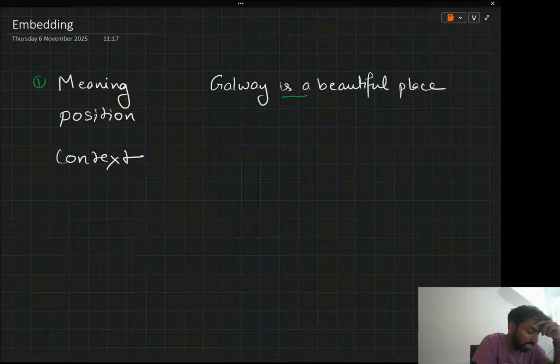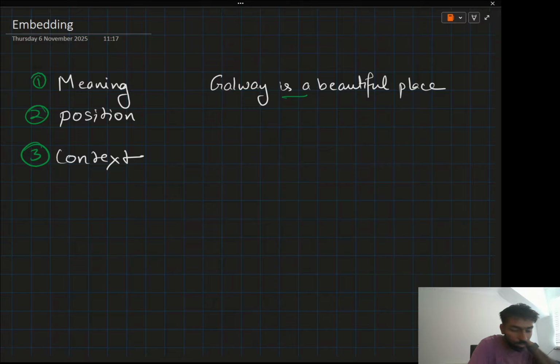So there are three things: meaning, position, and context. What is a beautiful place? Galway is a beautiful place. It's told in respect to Galway, right?